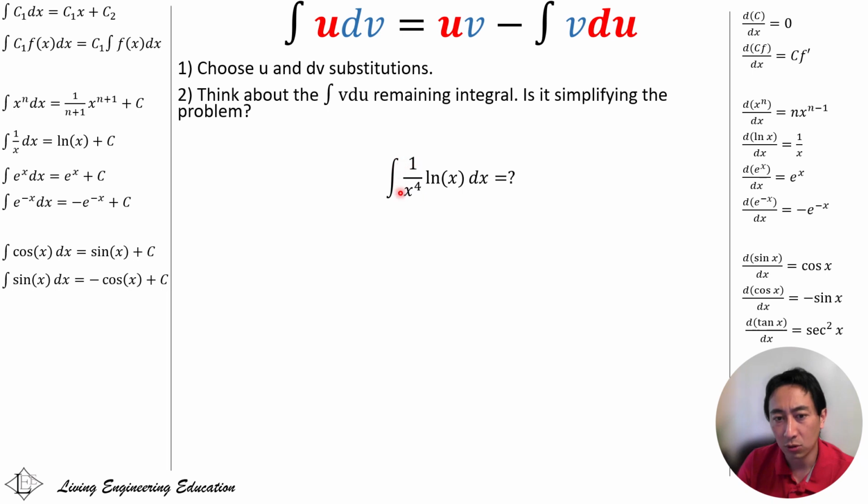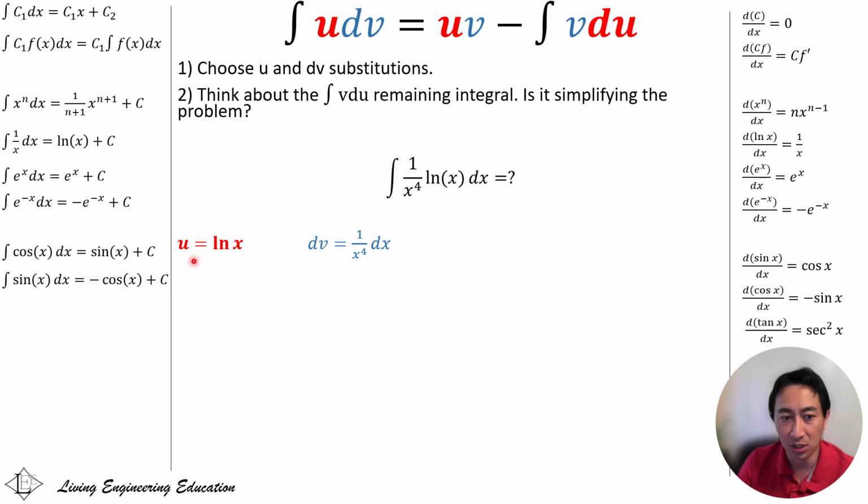So what we're going to do is move this 1 over x to the fourth and combine it with the dx term, and that will be my dv. And then we're going to choose u to be my natural log so we can get rid of the natural log in the final integral. So I have my u value, I have my dv value. Now I need to find du and v, right?